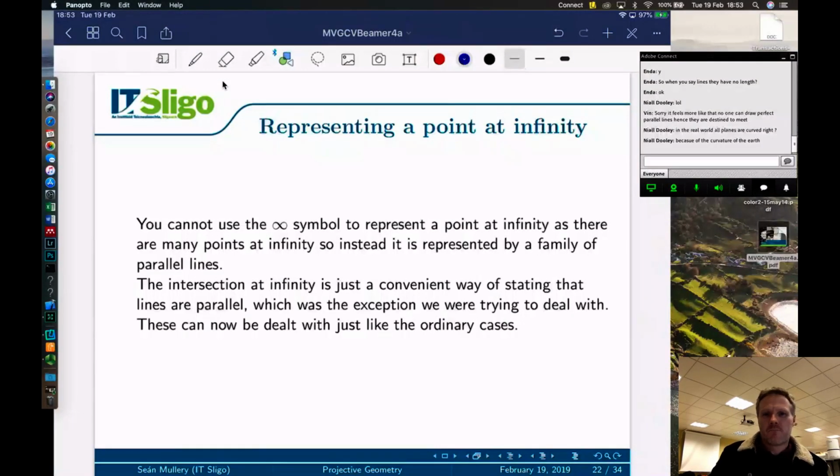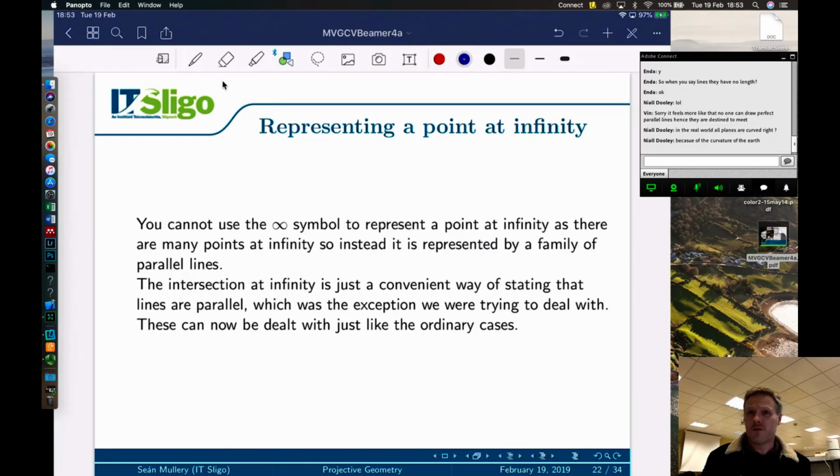Okay, so how do we represent a point at infinity? You cannot use the infinity symbol to represent a point at infinity, and the reason for that is if we talk about 10 different points at infinity for different parallel lines and we just call them all infinity, that's clearly not going to be particularly useful to us. We won't be able to tell them apart.